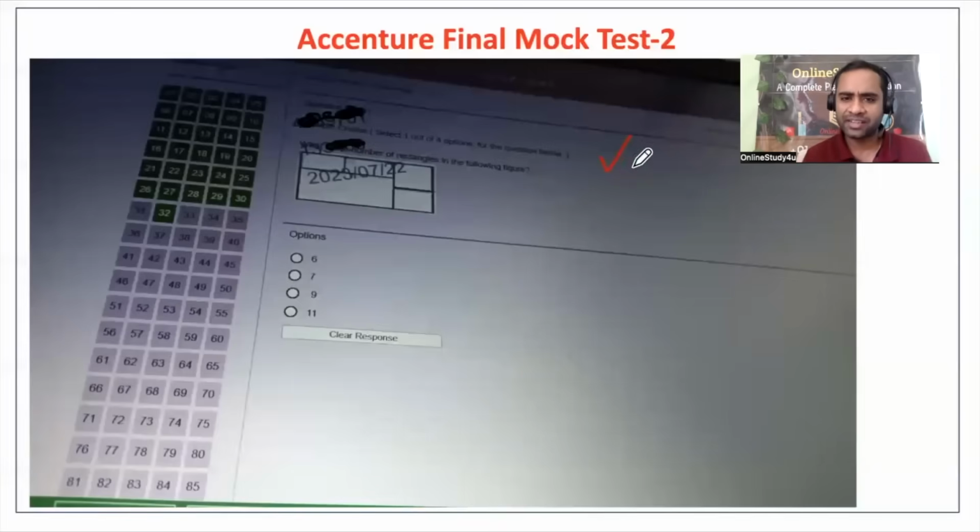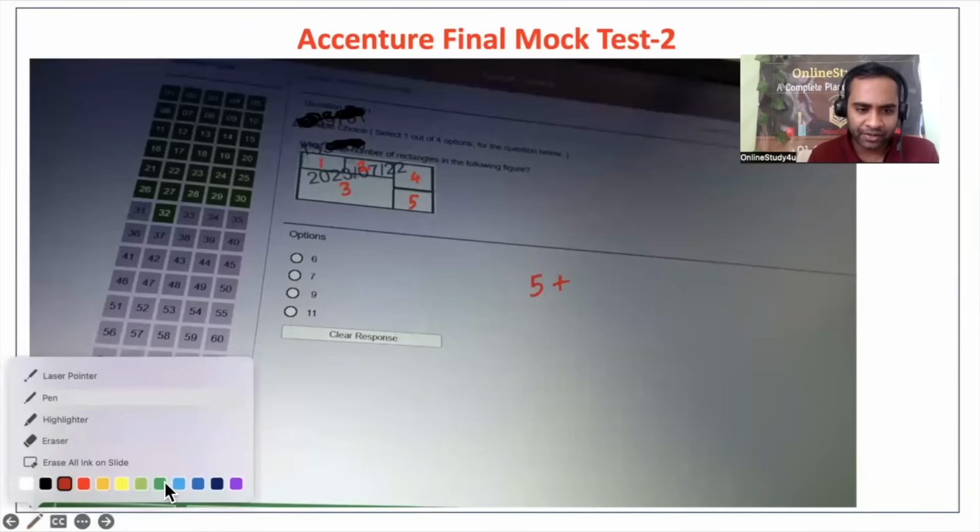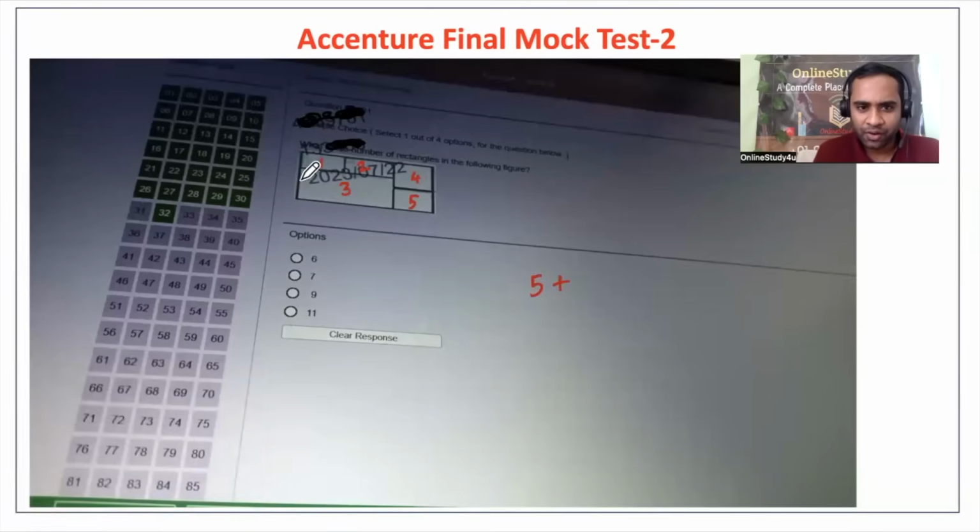Now, friends, here we have to find out the number of rectangles. Let us try to analyze. We have one rectangle here, a second rectangle, a third, a fourth, and a fifth. So till now we have 5 rectangles. Now let me use some other pen so that the clarity will be there. There will be one more rectangle, combining 1 and 2. So now we have 6.